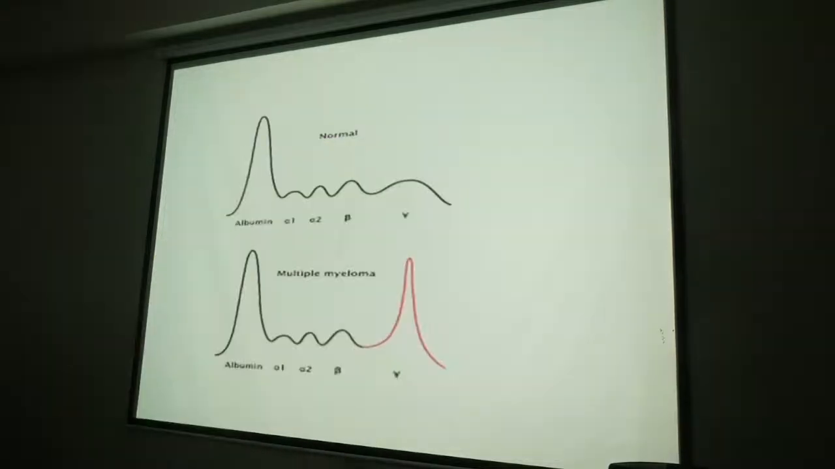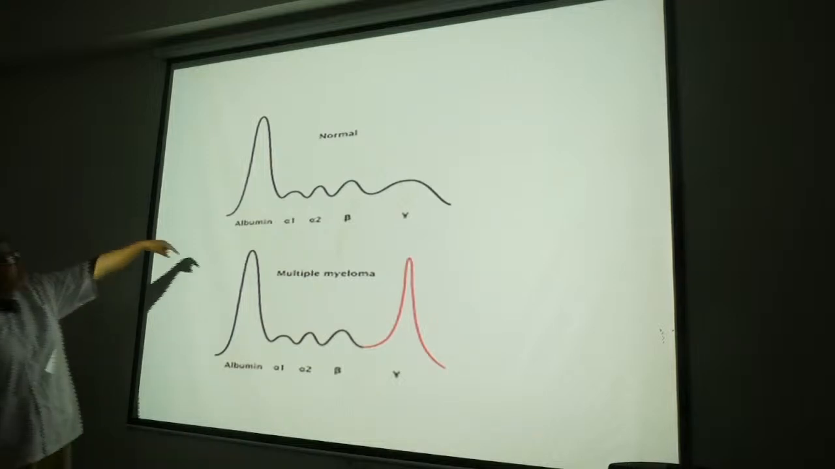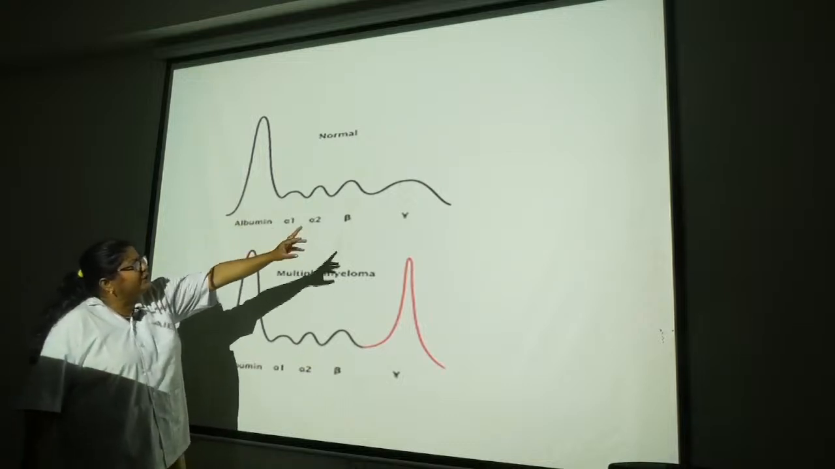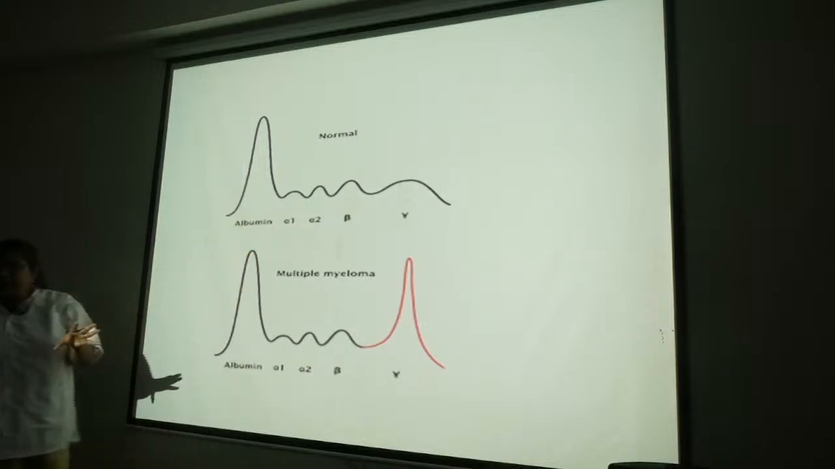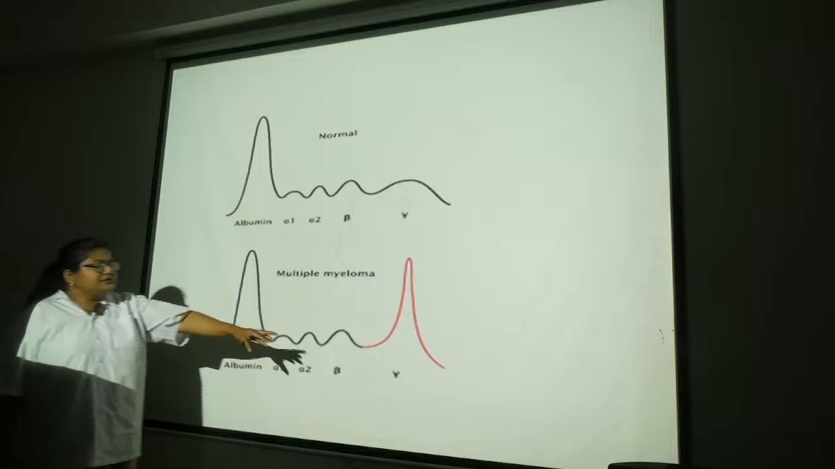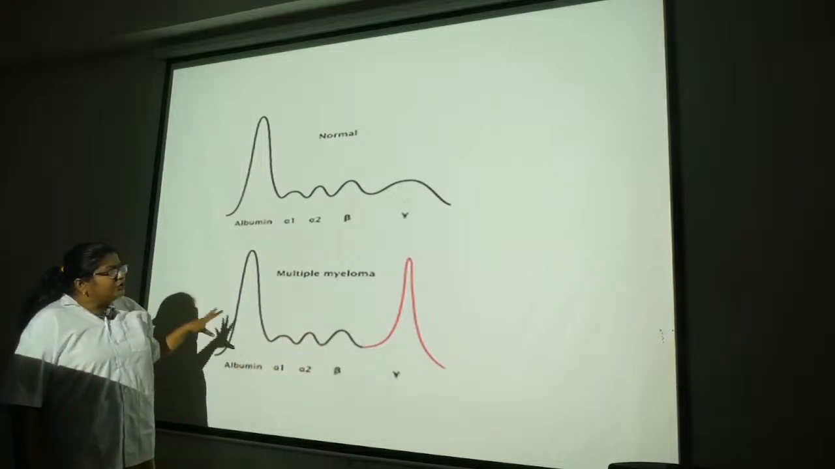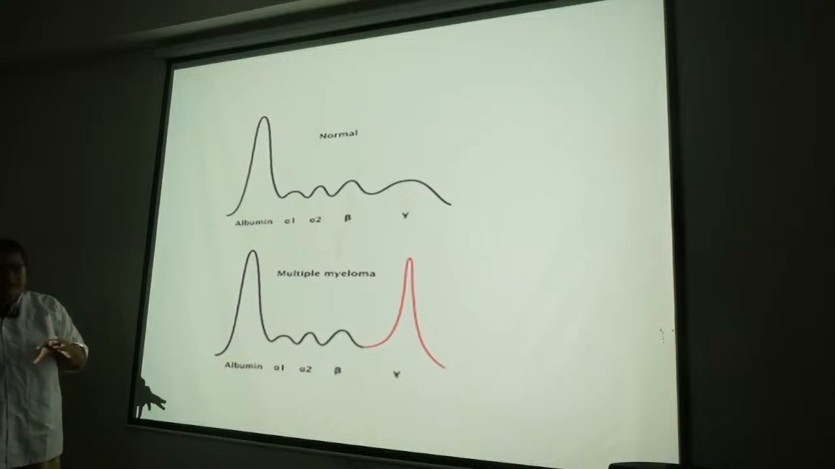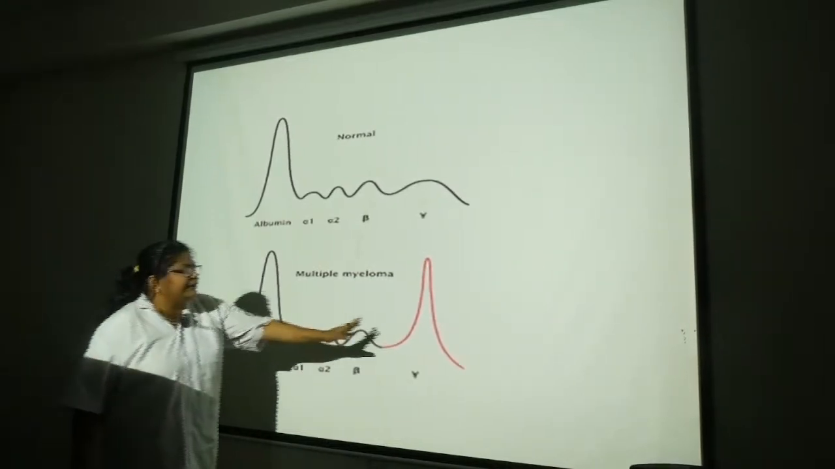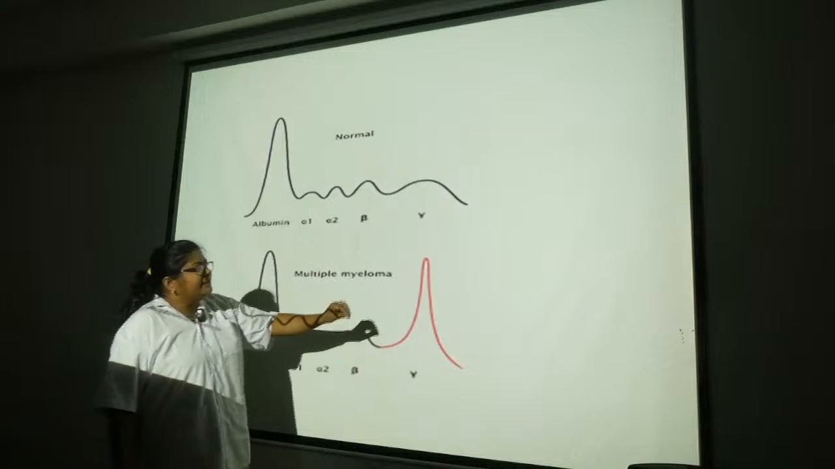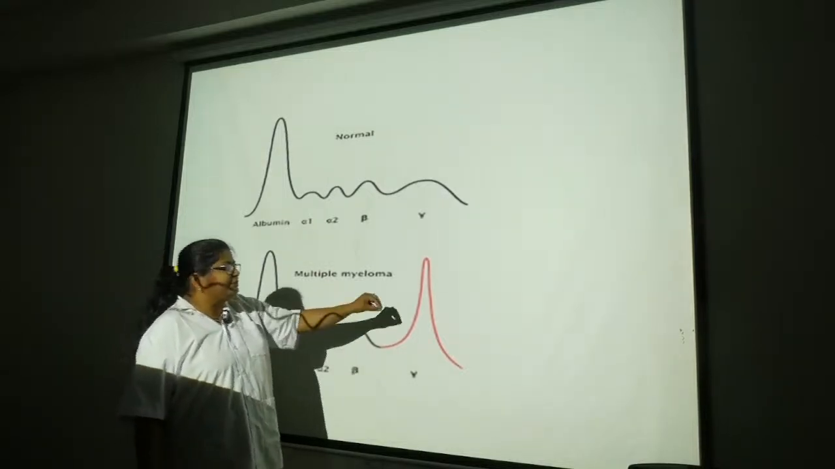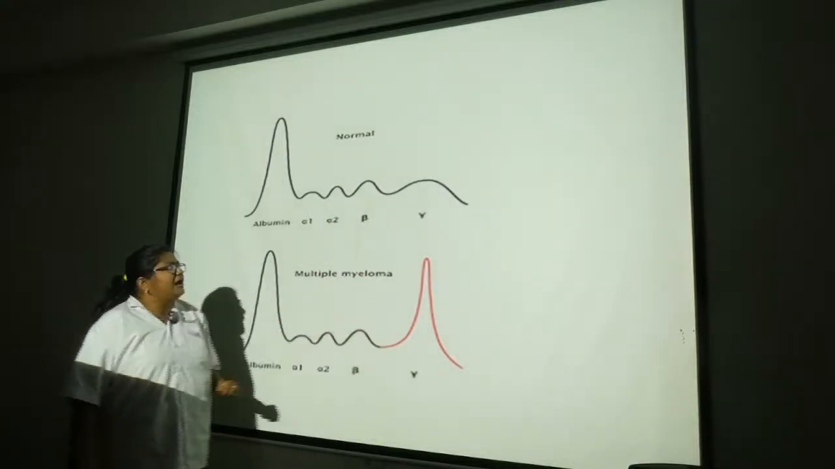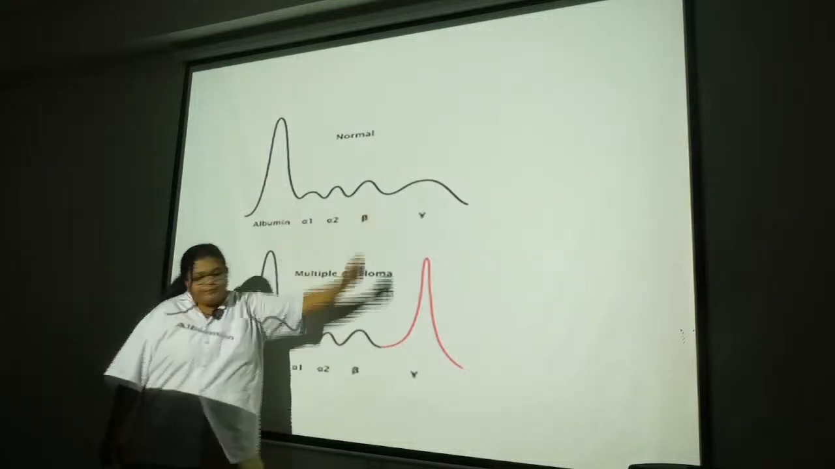Another picture of serum protein electrophoresis showing the albumin. This is the normal pattern: albumin, alpha 1, alpha 2, beta 1, beta 2 and gamma. In a multiple myeloma patient, the gamma band is more. So if we analyze the serum protein of a multiple myeloma patient, we can find this kind of pattern, and from this we can say these patients have multiple myeloma because the gamma band is high.